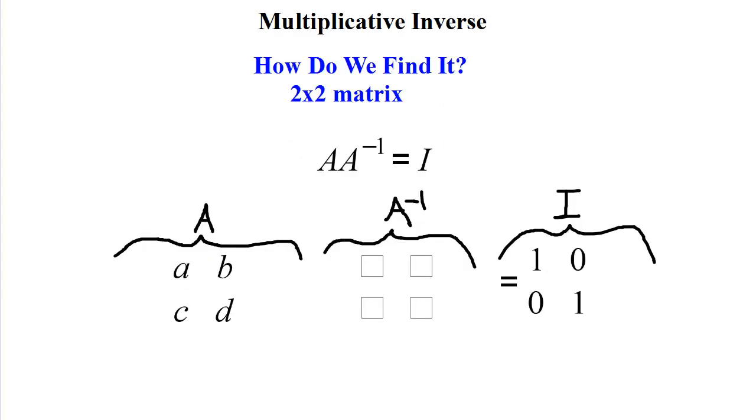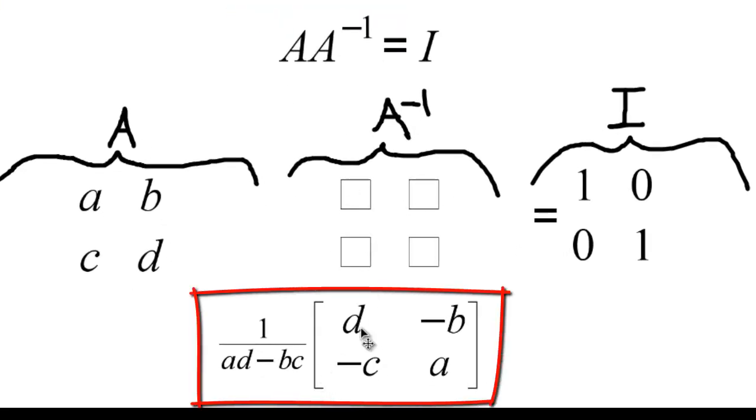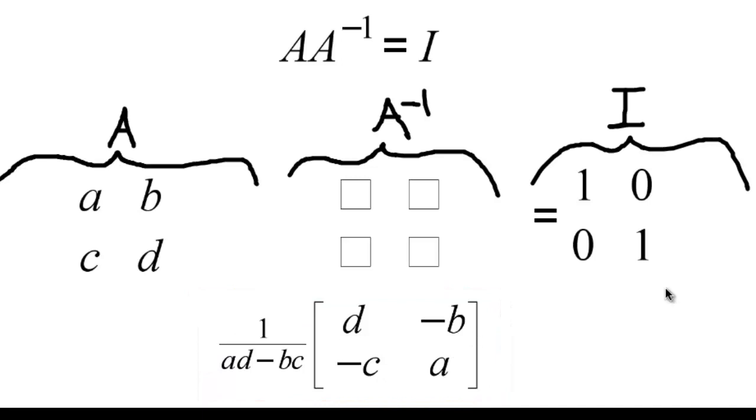So for a 2 by 2 matrix, if we try to figure out what that multiplicative inverse of A would be, and we did a series of operations, we would find that the multiplicative inverse is 1 over A times D minus B times C of the original matrix, times a new matrix where A and D on the main diagonal are reversed, and B and C on the opposite diagonal just have negative signs in front of them. And again, the derivation of that is beyond the scope of this course.